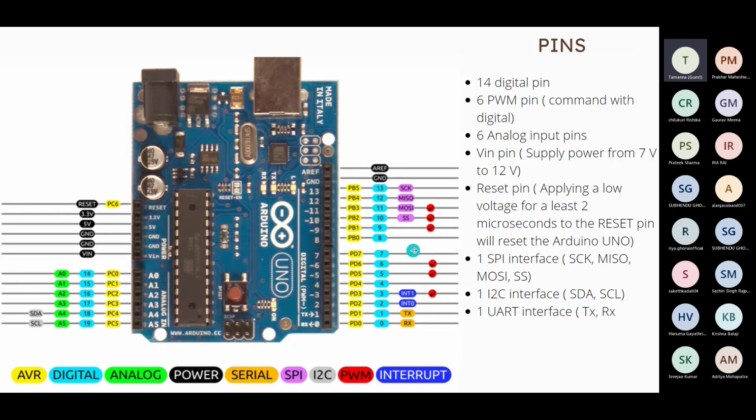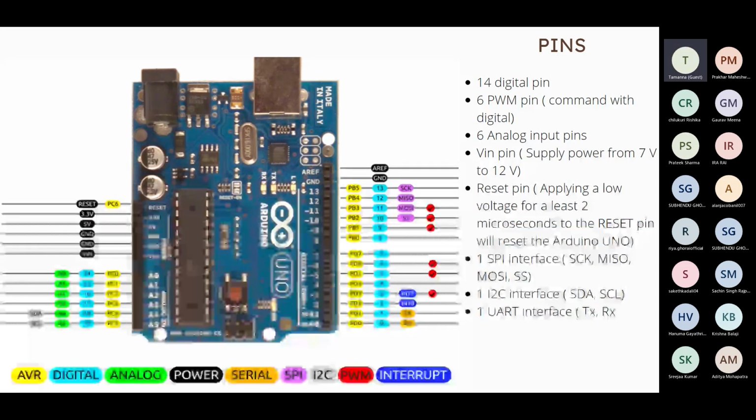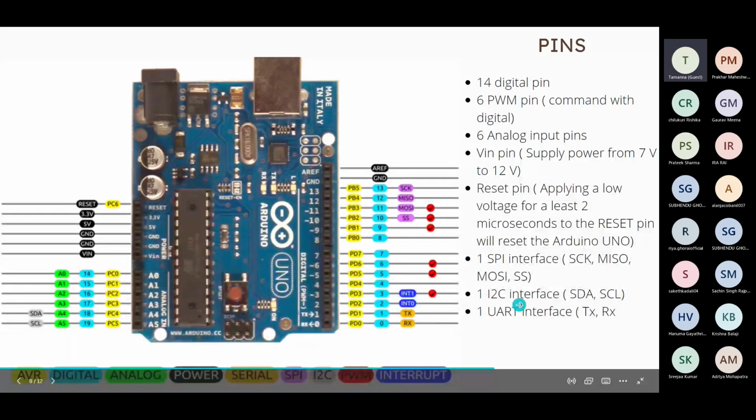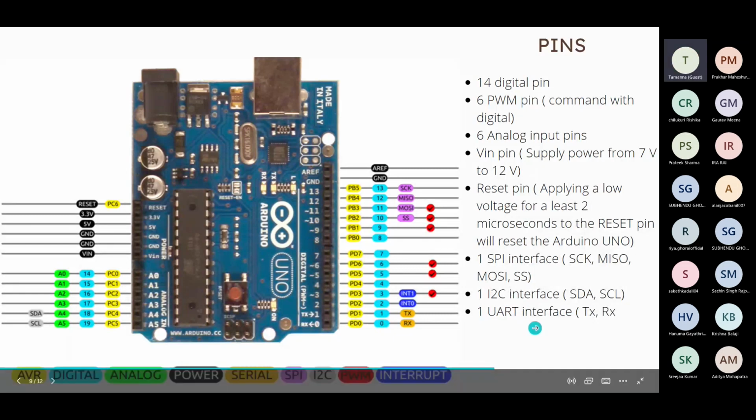And then there are these pins, the SPI interface. SPI stands for Serial Peripheral Interface. It is an interface that enables serial exchange of data between the two devices. By serial exchange of data, I mean 1 bit at a time is exchanged. Then there is I2C, that is Inter-Integrated Circuit, and UART, that is Universal Asynchronous Receiver Transmitter.